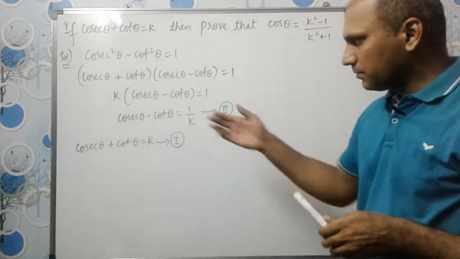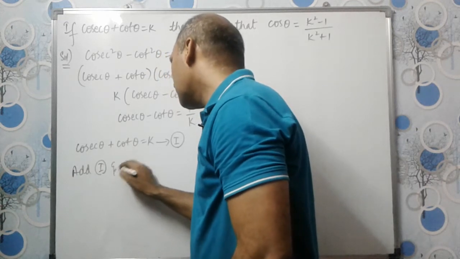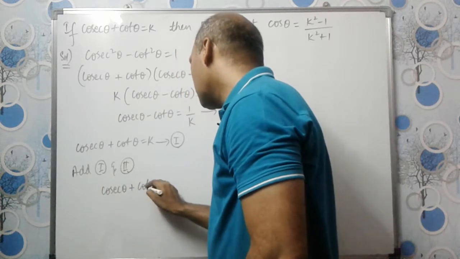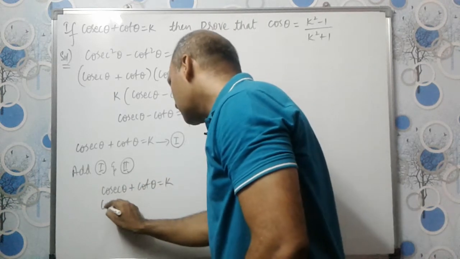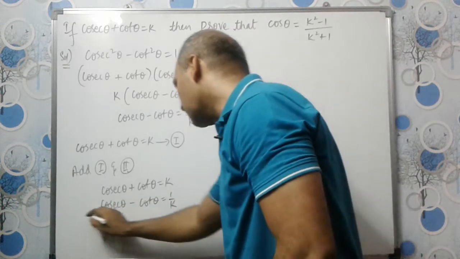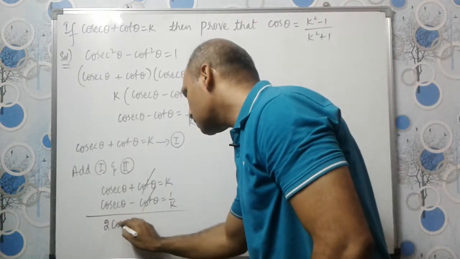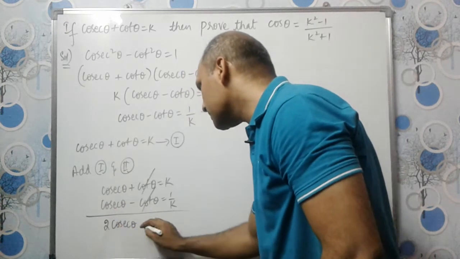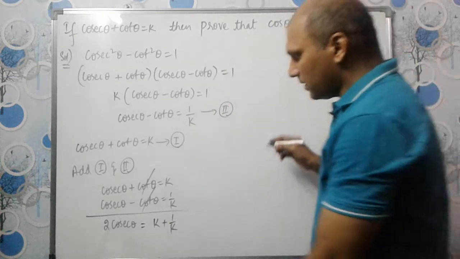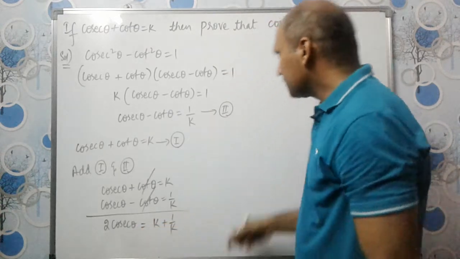I hope this is clear. Just follow along. First let us add equation 1 and equation 2. Equation 1 is cosecant plus cot equal to k, and cosecant minus cot is equal to 1 by k. So if we add, plus cot minus cot will become 0. Cosecant theta plus cosecant theta is 2 cosecant theta. This will be k plus 1 by k. Be careful here, this will not be k by k.